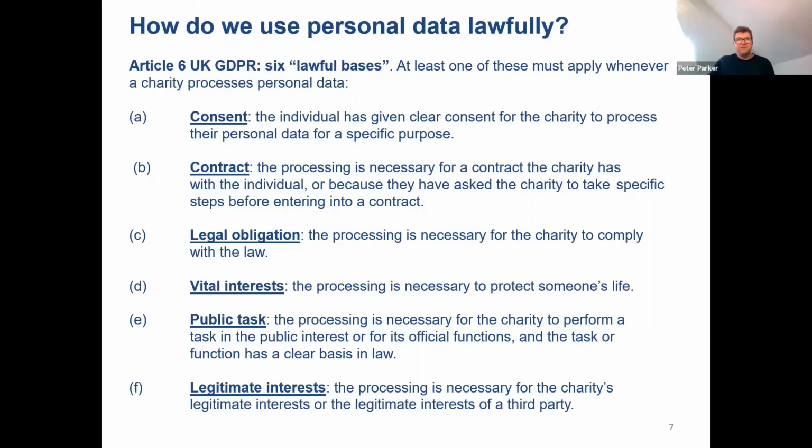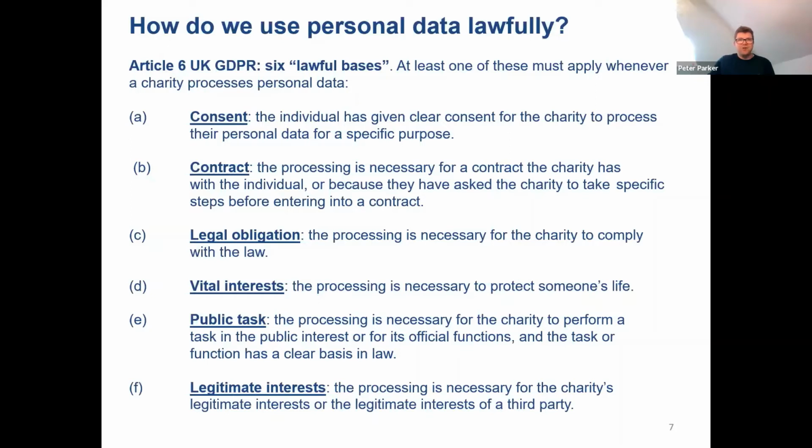This is where the individual gives clear consent for the charity to process their personal data for a specific purpose. Secondly, contract. This is where the processing is necessary for a contract the charity has with the individual, or because the individual has asked the charity to take specific steps before entering into a contract. Next, legal obligation. This is where the processing is necessary for the charity to comply with the law or legal obligation to which it is subject, not being a contractual obligation. Vital interest. This is where the processing is necessary to protect someone's life.